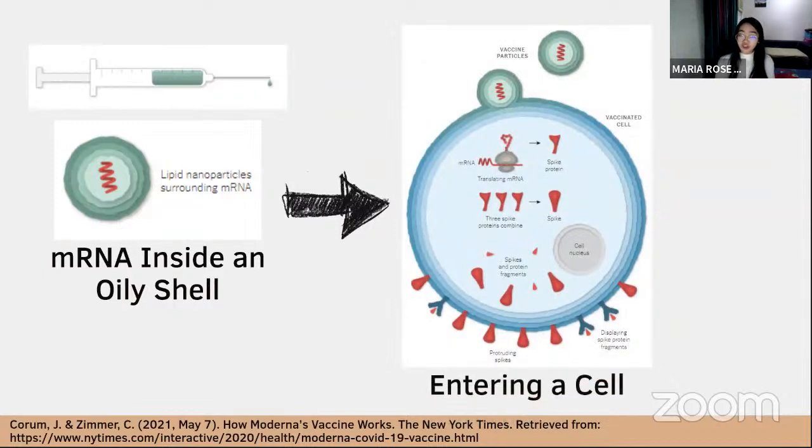Next, this is when the mRNA enters the cell. After injection, the vaccine particles bump into cells and fuse to them, releasing mRNA. The cell's molecules read its sequence and build spike proteins. As you can see in the illustration, these are the spike proteins, and our cells display these spike proteins on their surface.